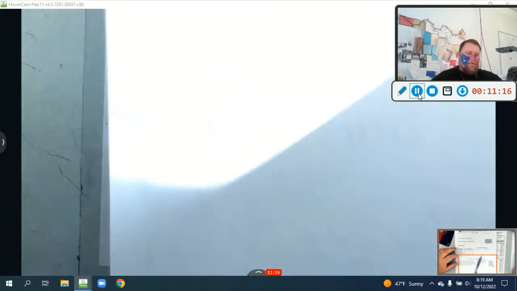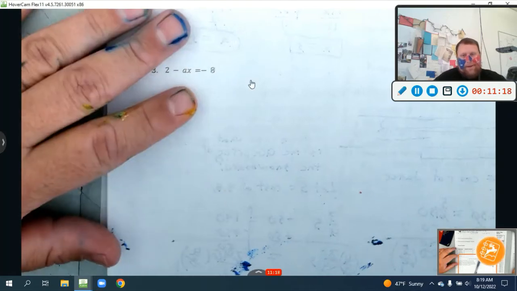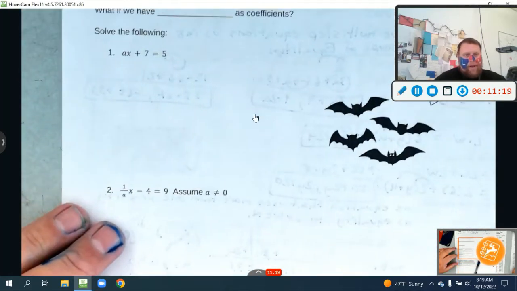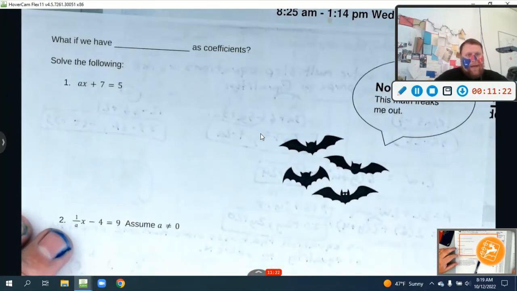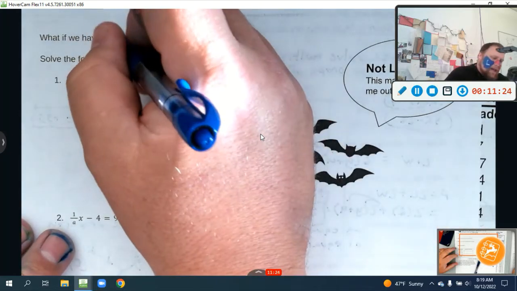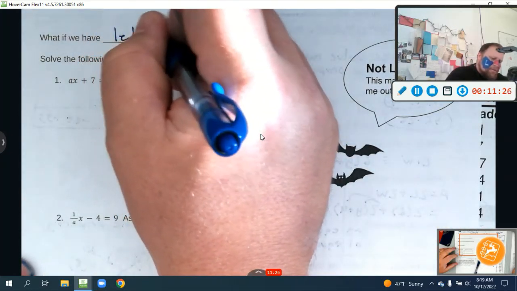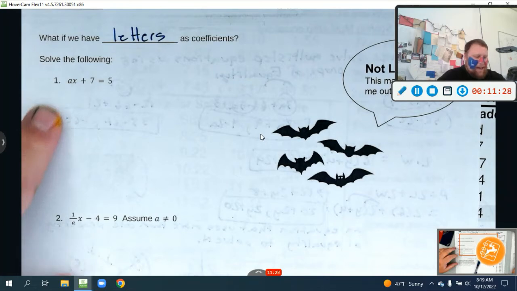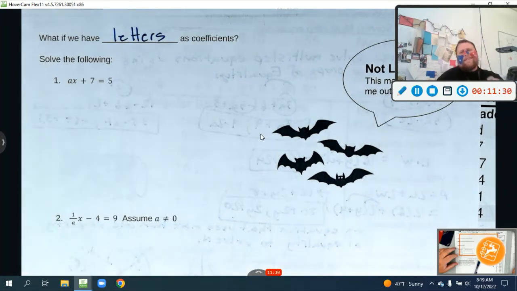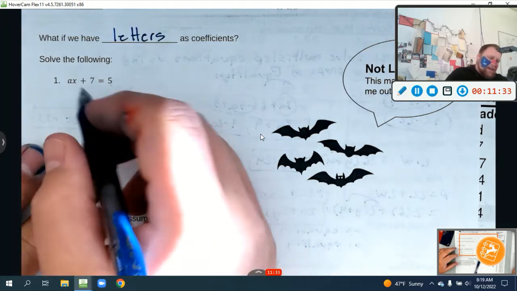Okay, I'm moving fast because you can pause it. Don't stress out on this, guys. I even put a little freaky Halloween stuff on it. What if we have letters as coefficients? Oh, no. Look at that. I have an AX. How does that even work? It's actually easier because you don't have to finish the math. Check this out, guys. What would we normally do?